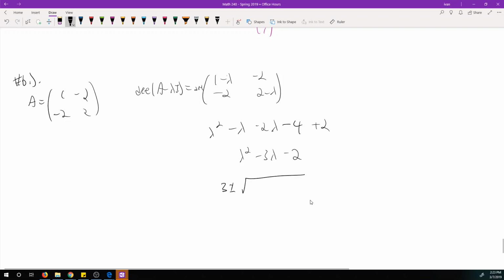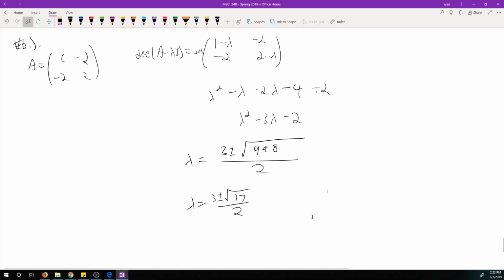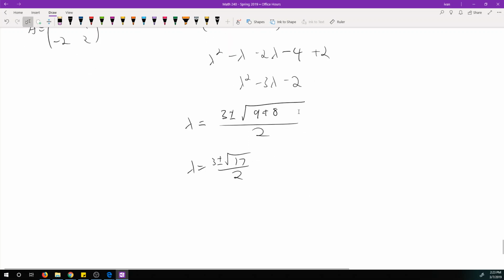3 plus or minus square root of 9 minus 8. Hold on. Plus 8 all over 2. Right, so that's your quadratic formula. So these are your roots. You have 2 of them. All right, so that's 3 plus or minus root 17 over 2. All right, so those are the roots of your polynomial.